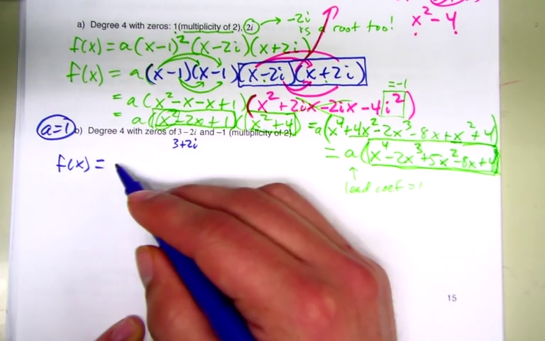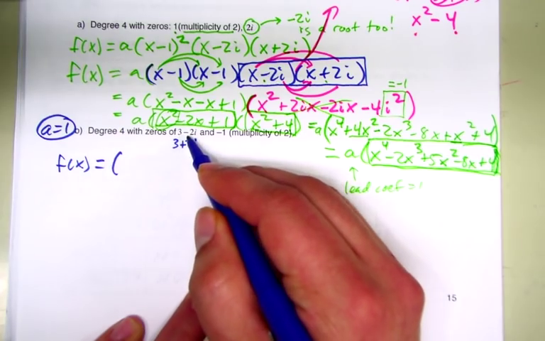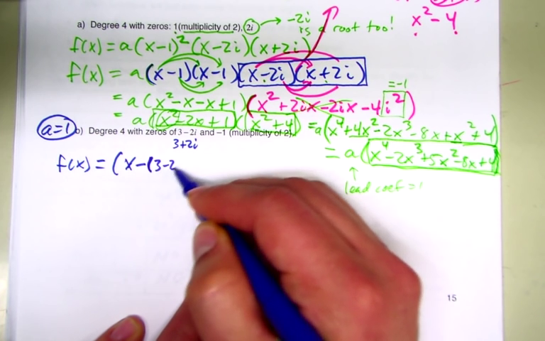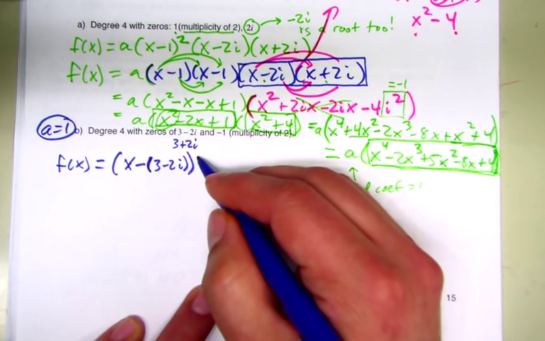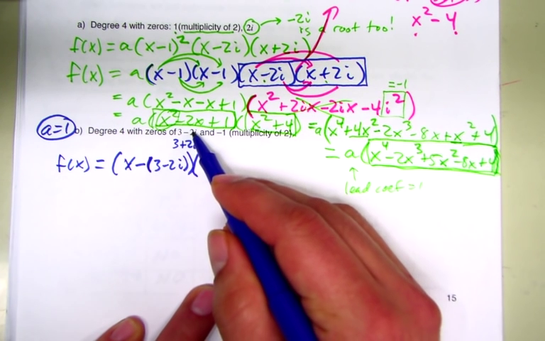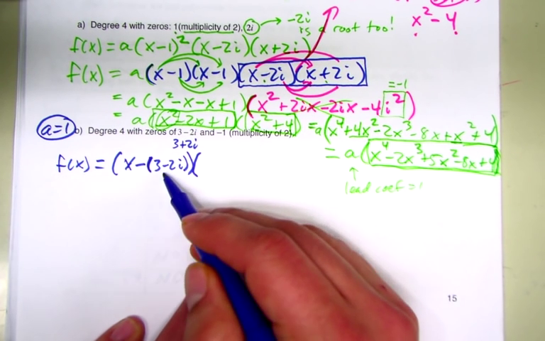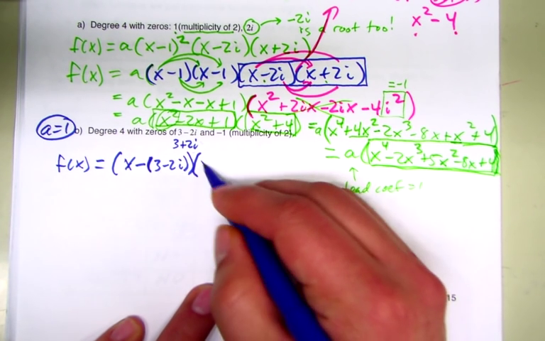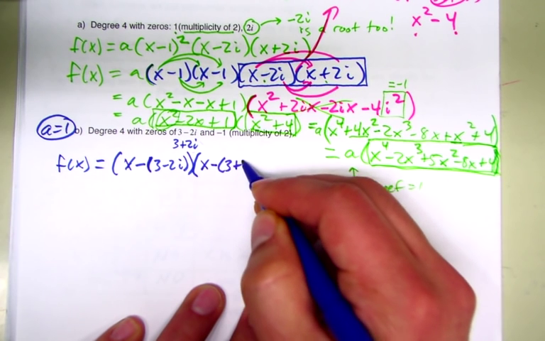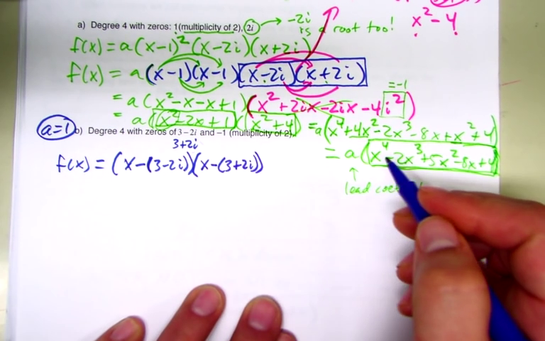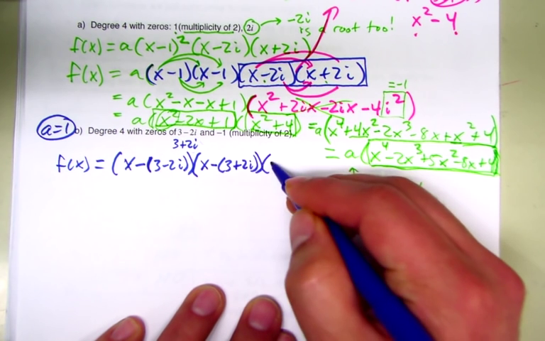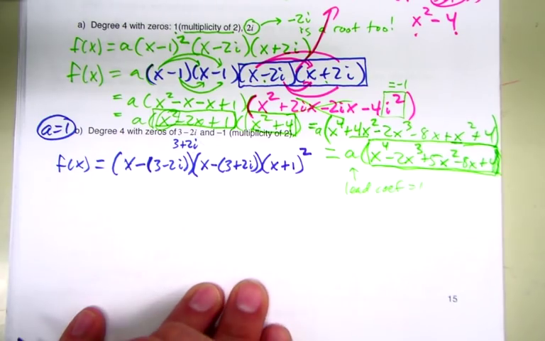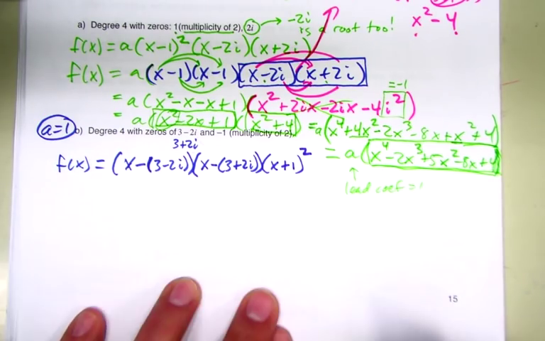If 3 minus 2i is a root or a zero, then x minus the quantity 3 minus 2i is a factor. If 3 plus 2i is a root, then x minus the quantity 3 plus 2i is a factor. And now we have negative 1 is a root, so that's x plus 1, and multiplicity is 2, so that's squared. Okay, now we're going to multiply things out, but here's where you want to do a very clever thing.